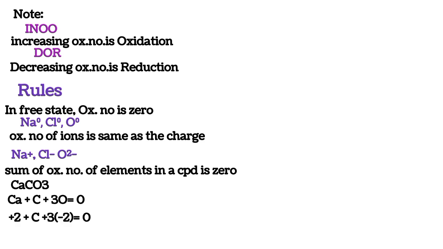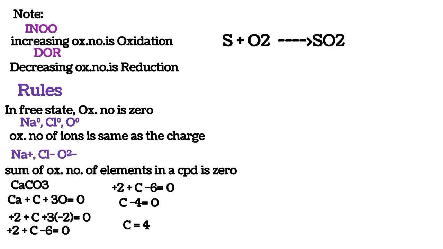The oxidation state of Ca plus that of C plus 3 oxygen atoms will be equal to 0. So we have +2 being the oxidation state of calcium, plus carbon, plus 3 into -2, which is the oxidation state of oxygen, equals 0. So +2 plus C minus 6 will be equal to 0. Collect like terms, I have C minus 4 equals 0, and the oxidation state of carbon will be +4. And that's how to calculate the oxidation number of an element with variable oxidation state.